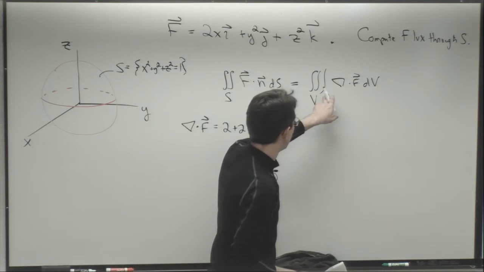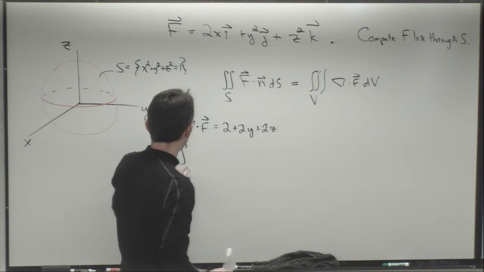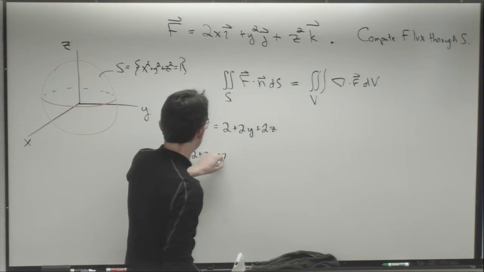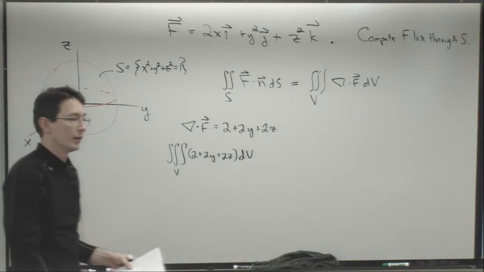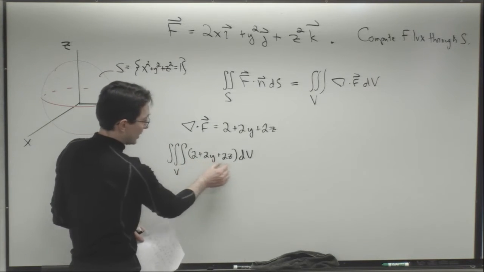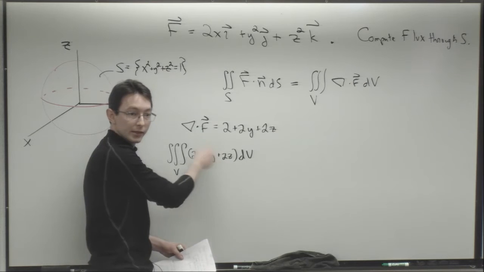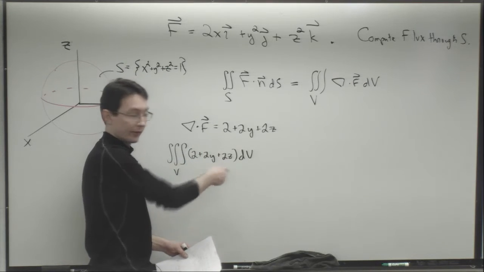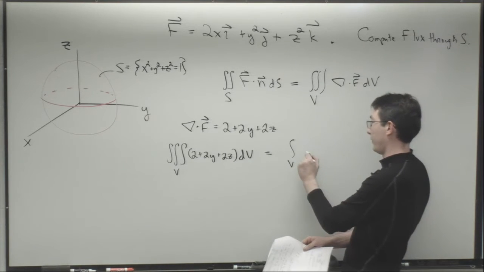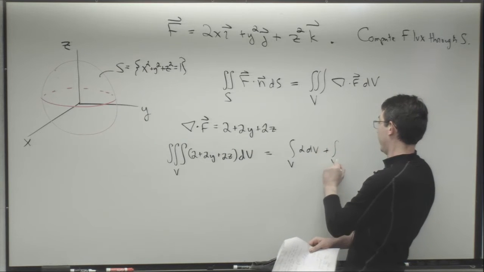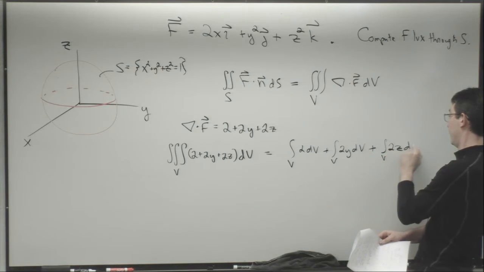So we have to compute the volume integral of this quantity. We're computing the volume integral of 2 plus 2y plus 2z dV. And there's something really cool we can do here. I'm going to split this into 3 integrals. Integration is also a linear operator, so the integral of a plus b plus c is the same as the integral of a plus the integral of b plus the integral of c. So this equals, I'm going to drop the triple integral because I'm sick of writing it, the integral over the volume of 2 dV plus the integral over the volume of 2y dV plus the integral over the volume of 2z dV.